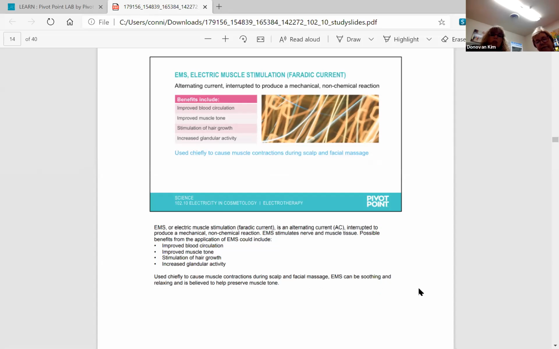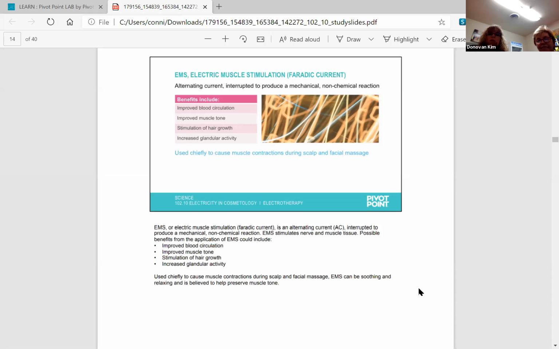So it's supposed to improve your blood circulation, help your muscle tone, help some stimulation of hair growth, and increase all of your metabolism. And so it helps. I mean, it can be soothing or it can be stimulating, just depending on how high they turn that up. Those are all the things it's supposed to do.